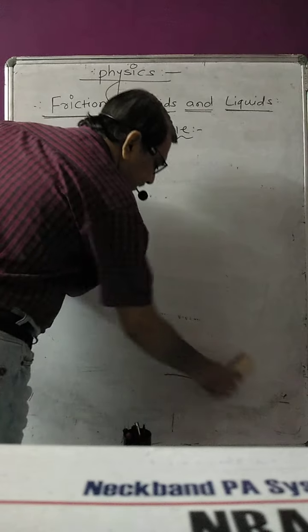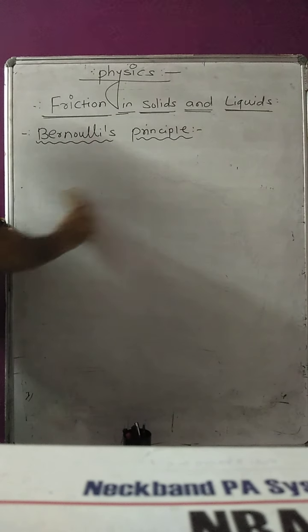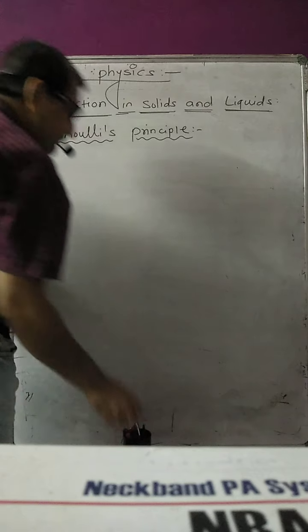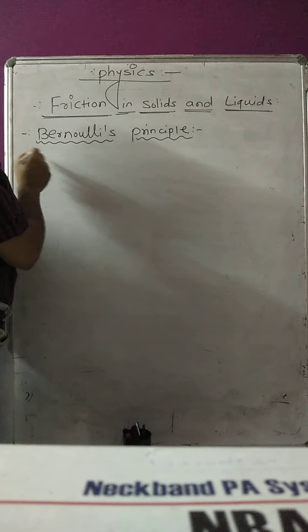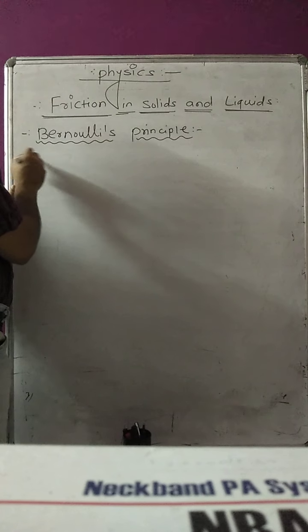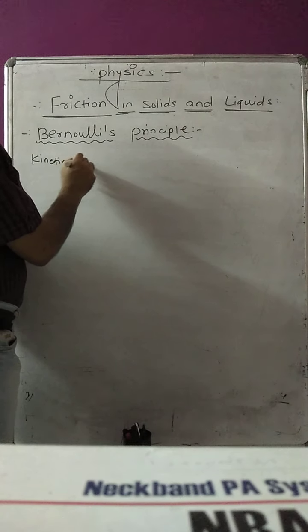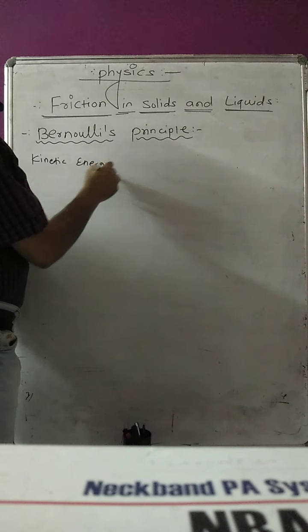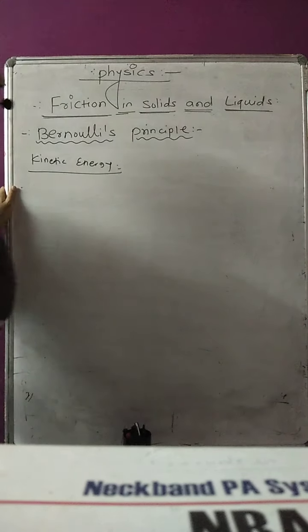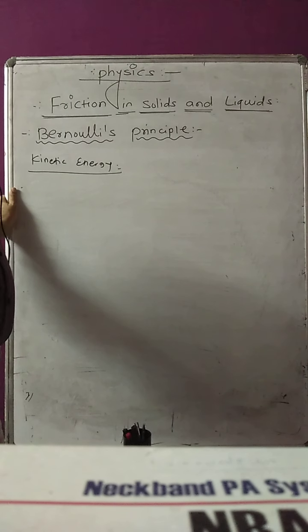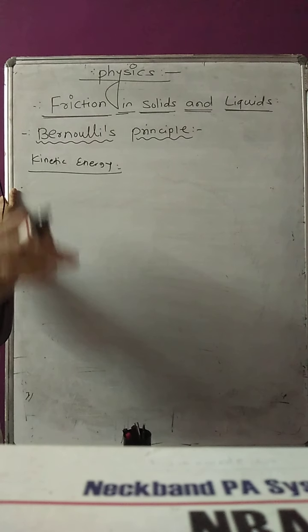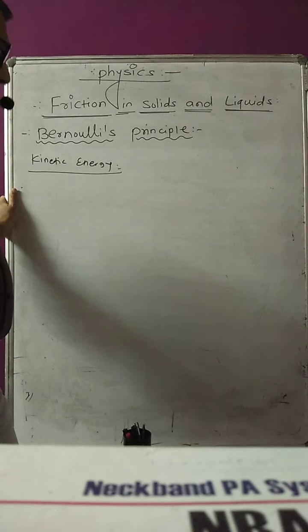Now, mathematically, if I want to write down the kinetic energy, potential energy, and pressure energy per unit volume, mass or weight, first of all, what is the kinetic energy of the fluid or liquid? Kinetic energy means energy possessed by the liquid due to its motion. We know that.